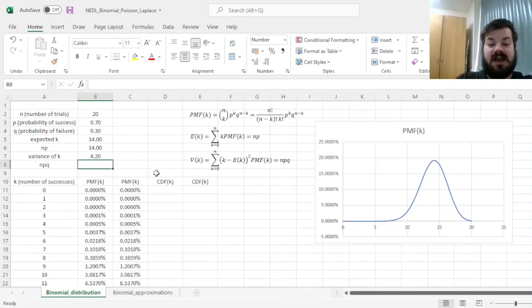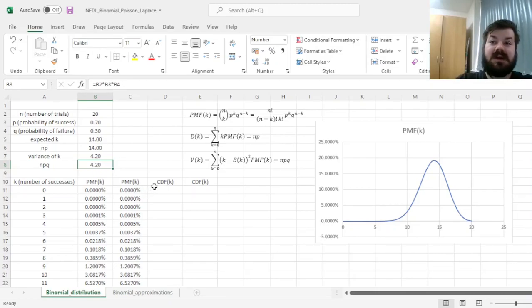However, there is also a succinct formula for the variance, and that's npq. So we basically just multiply the number of trials times the probability of success times the probability of failure. And that gives us 4.2 exactly in this particular case.